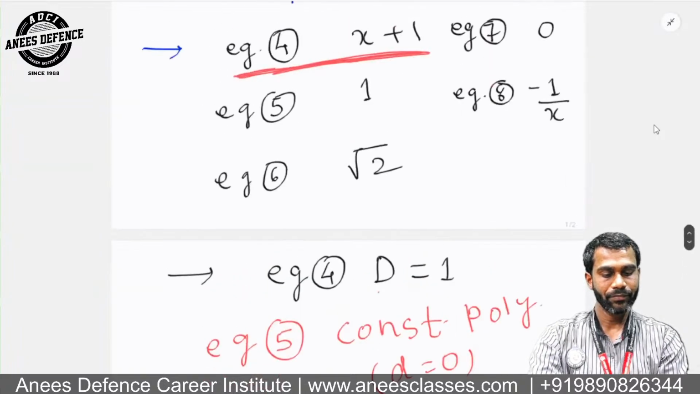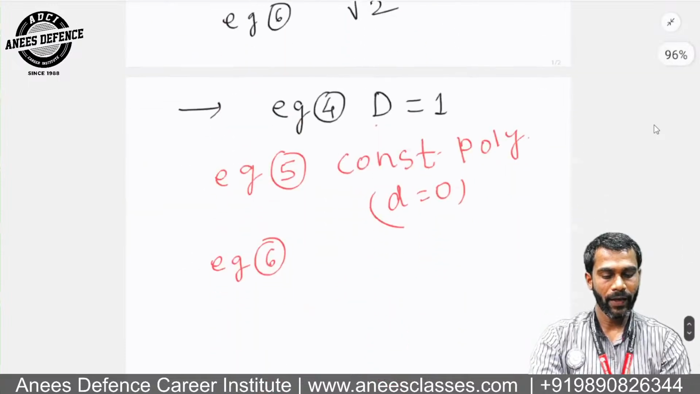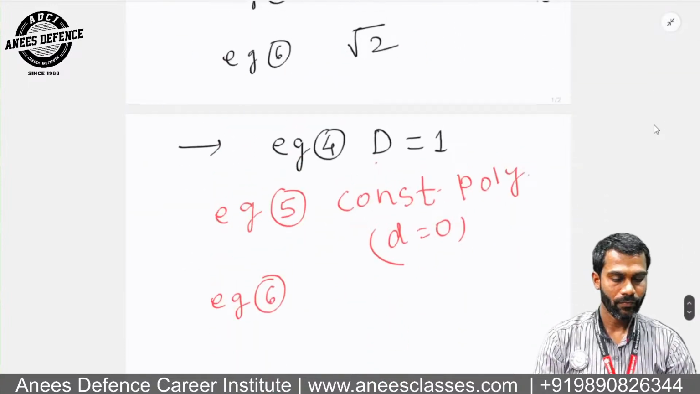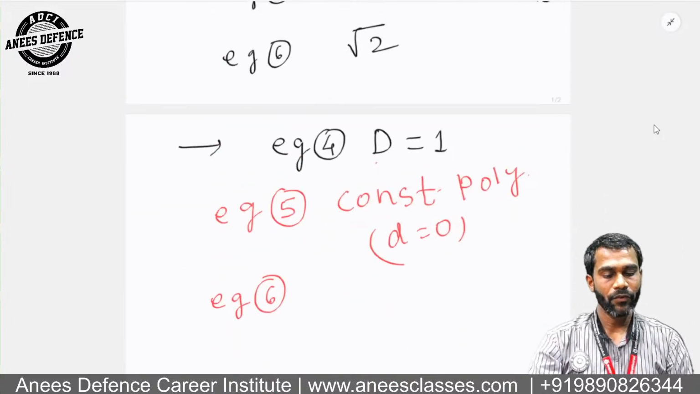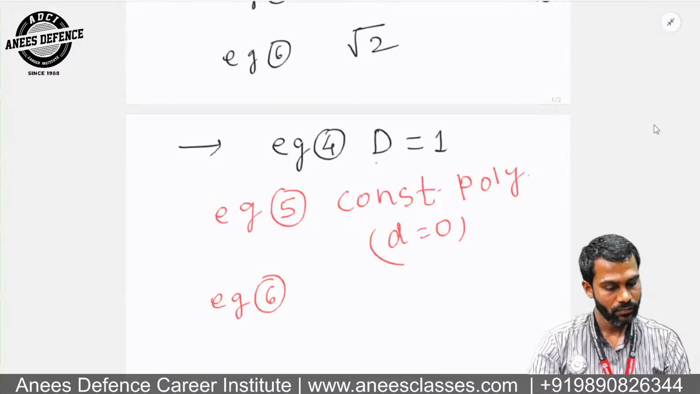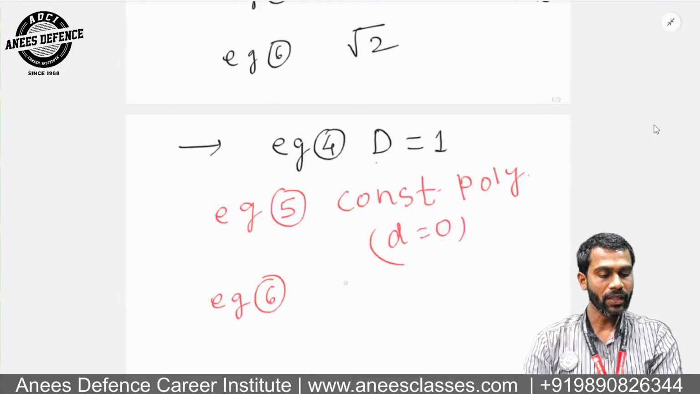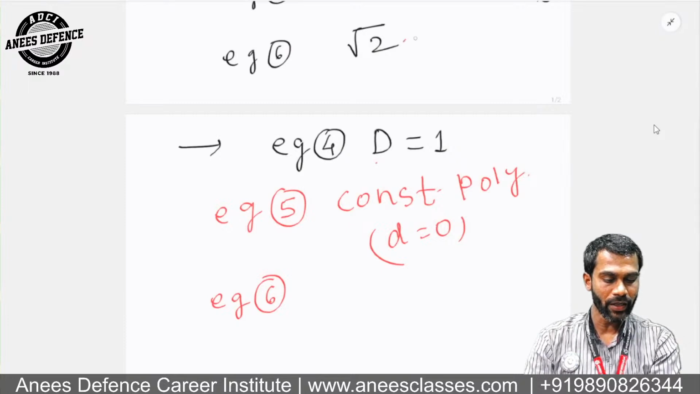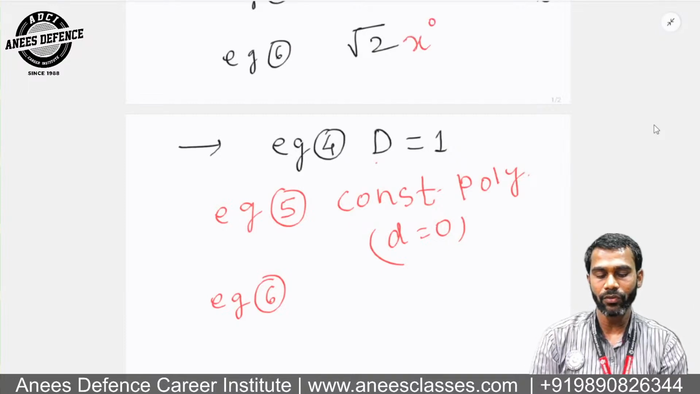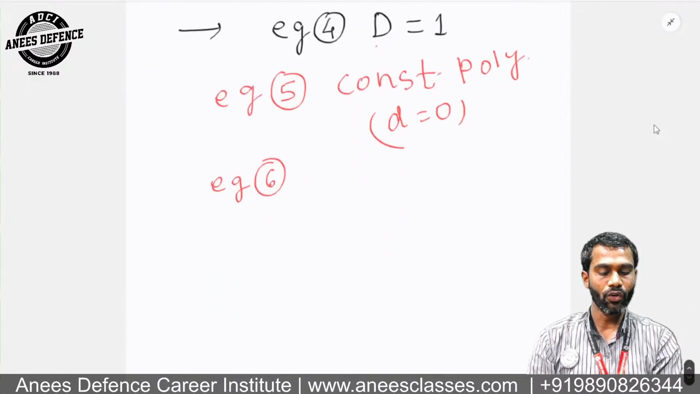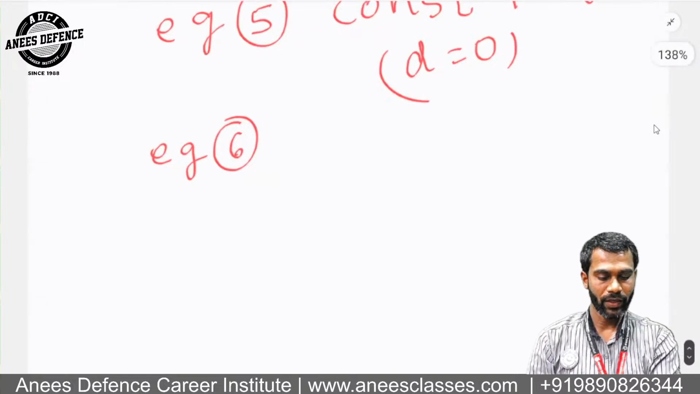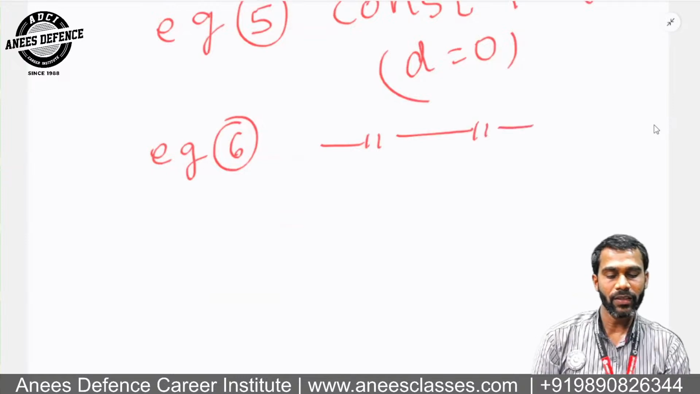Anyone? Example number 6. Which type of polynomial is this? Again, constant polynomial. Example number 6. As you can see, root 2 can be written as root 2 into x to the power 0, isn't it? Yes or no? So, example number 6 is again the same as example number 5.